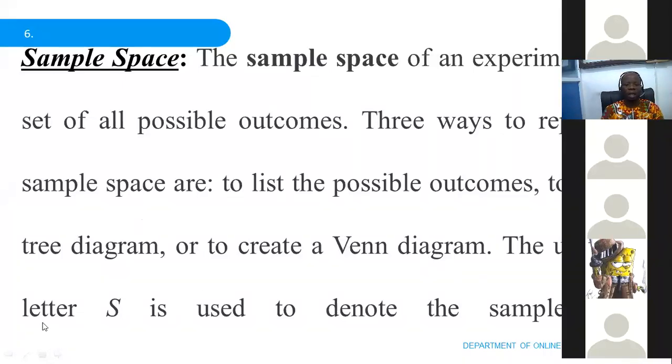The uppercase letter S is used to denote the sample space. So anytime you see capital S, we are referring to the sample space, which is the same as the universal set. The sample space here is the same as the universal set. That is all the items under discussion. All the possible results will give us the sample space.